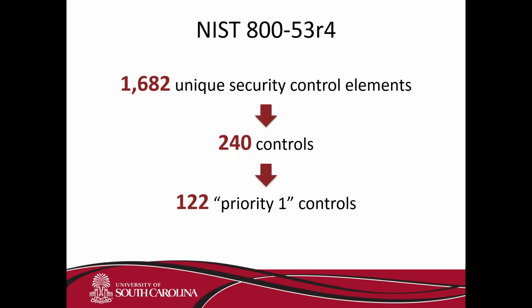And when I say that, what I'm really meaning is if you look at NIST 800-53 as an example, revision 4, there are 1,682 unique security control elements in that risk framework. They do a great job helping us. They categorize it down to 242 control types. And they were even helpful enough to say, and there are only 122 of those that are number one priorities that you should focus on first. I don't know about you, but having 122 number one priorities is not very easy to manage.